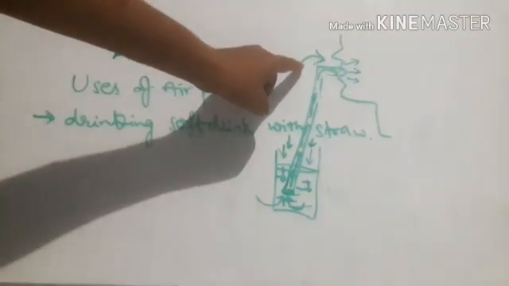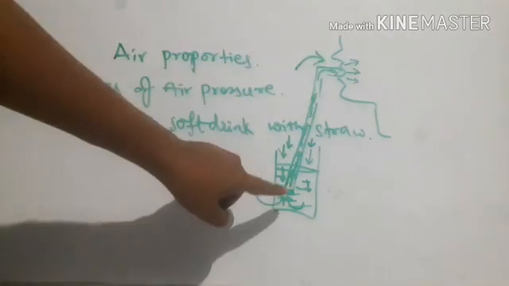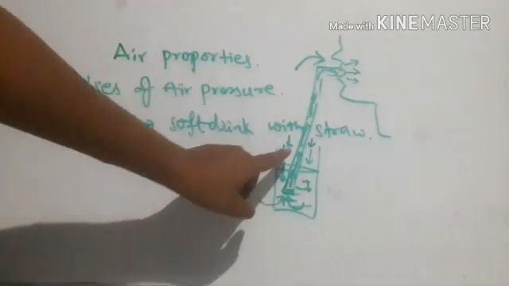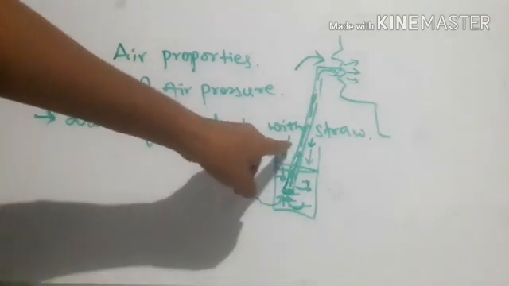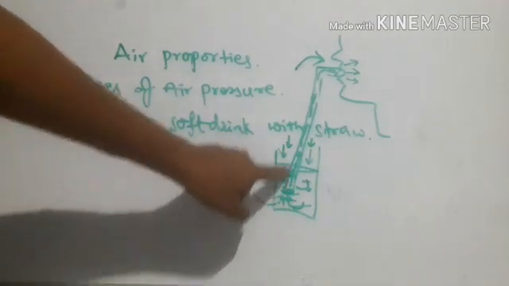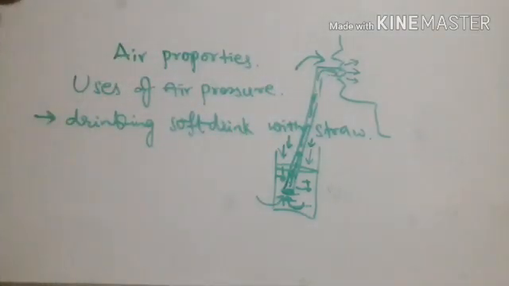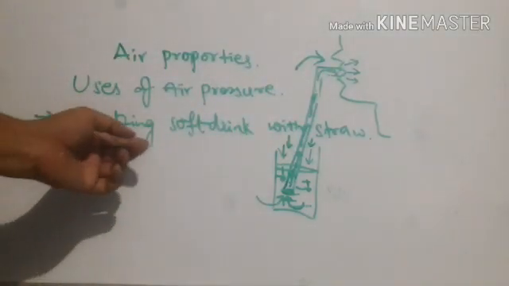So whenever you suck this liquid, automatically the air pressure decreases in the straw, and the high pressure air pushes the water, so that slowly water enters into your straw. So this is the first use.